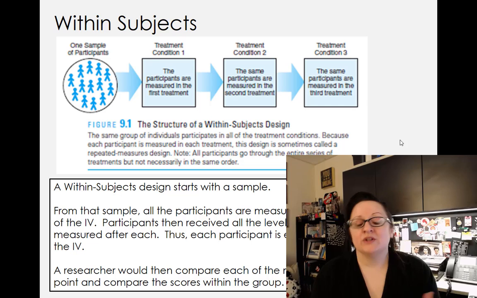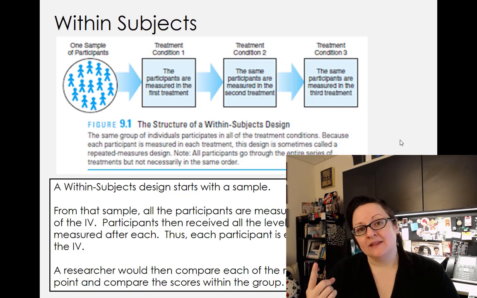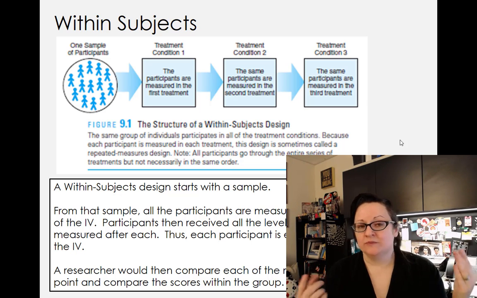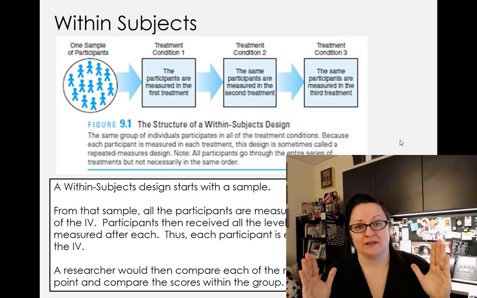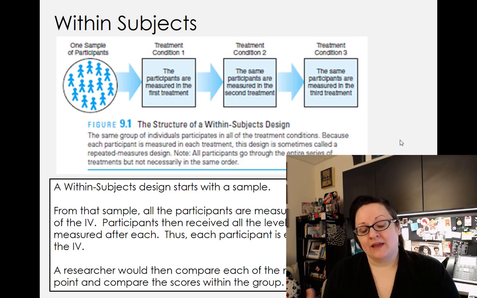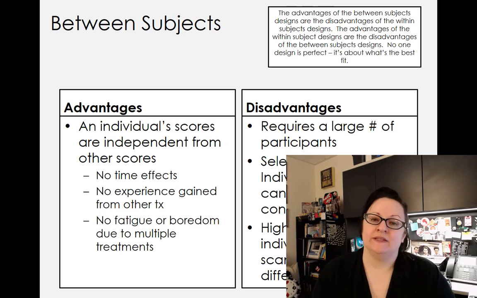These are important questions that you can ask yourself when you're presented with examples. Can someone in group 1 be also in group 2, or are the groups separate from each other and receive different things? Then that's clearly between. If I am getting all of the different types of treatment, all of the different kinds of levels of the IV, then it's within. So why do we have all of these different designs?